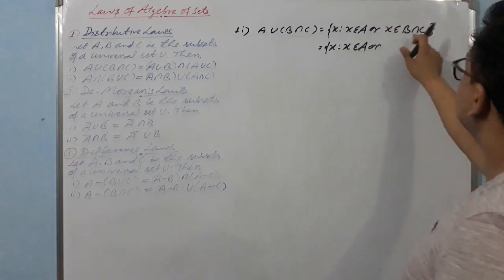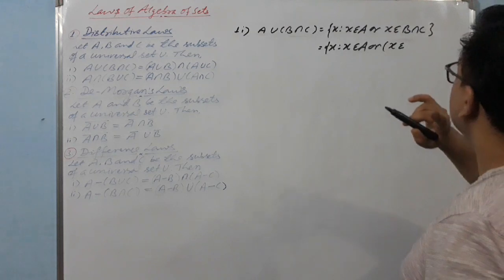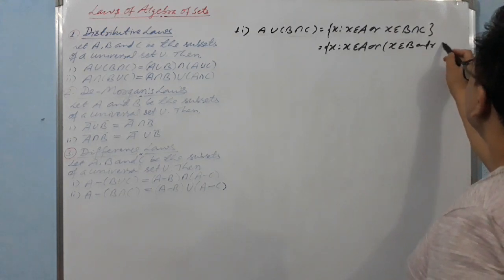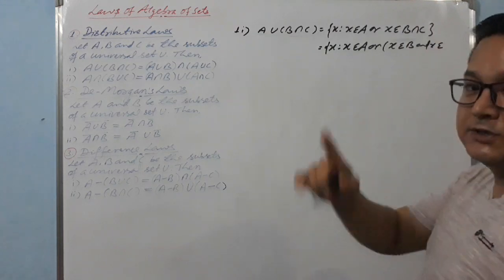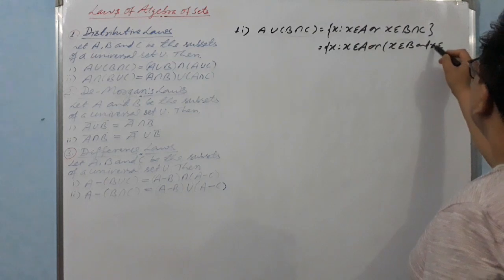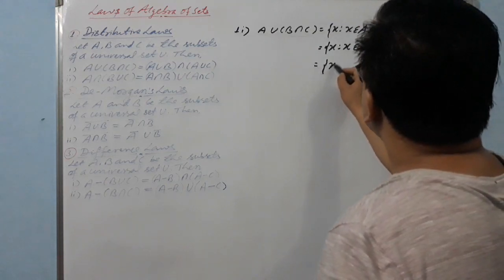If we have x belongs to B intersection C, here in small brackets you will write down x belongs to B, and we can write down, from the definition of intersection, x belongs to B and x belongs to C. Okay, so I think now it is clear.